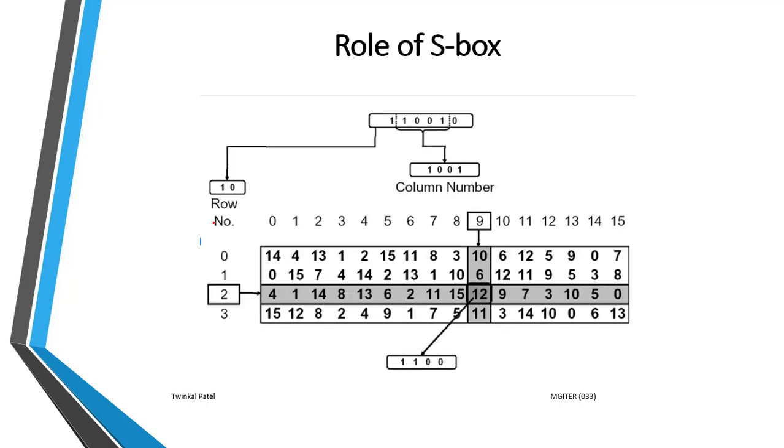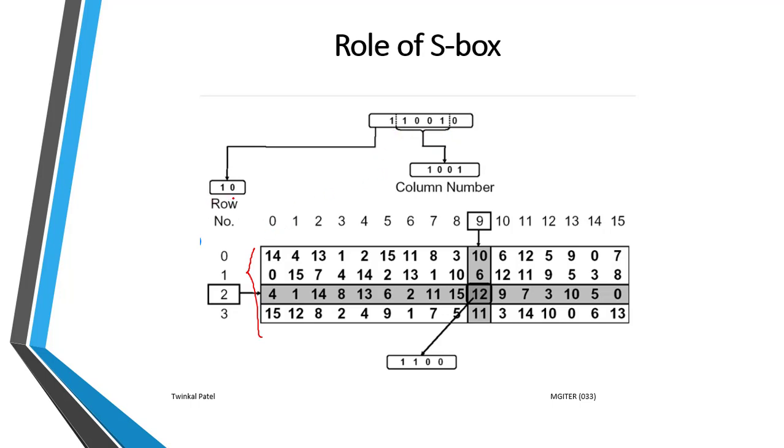So here, see here, we have a 6-bit input, that is 110010, and here is the example of an S box. So an S box contains a total of 16 columns and 4 rows. So suppose consider this is the S1 S box. So there are a total of 8 S boxes in the DES. Here in this 6-bit input, the first and last bits, 1 and 0, decide the row number of the S box.